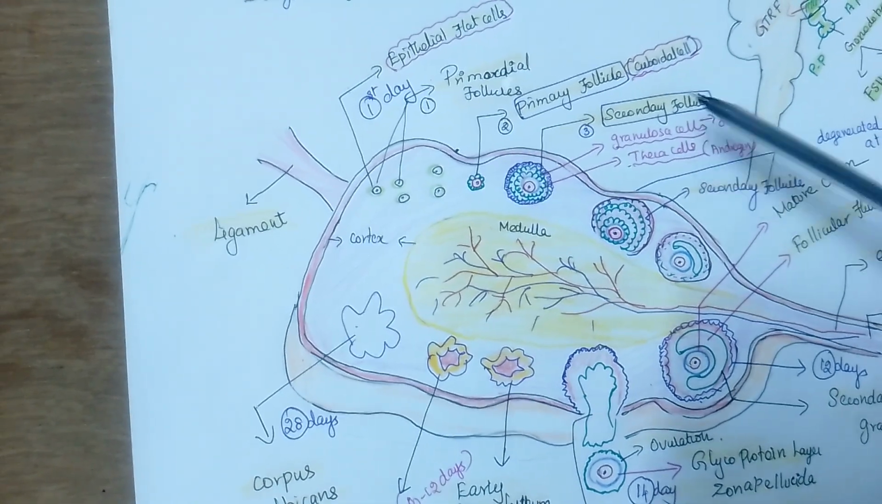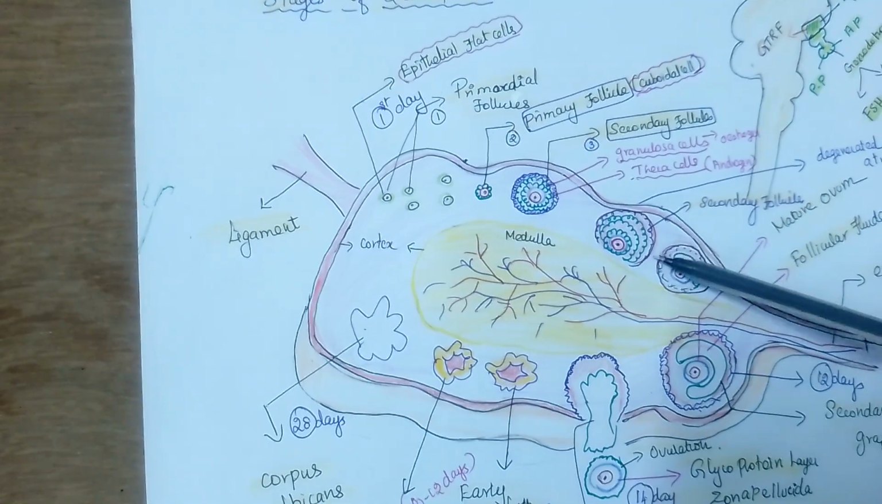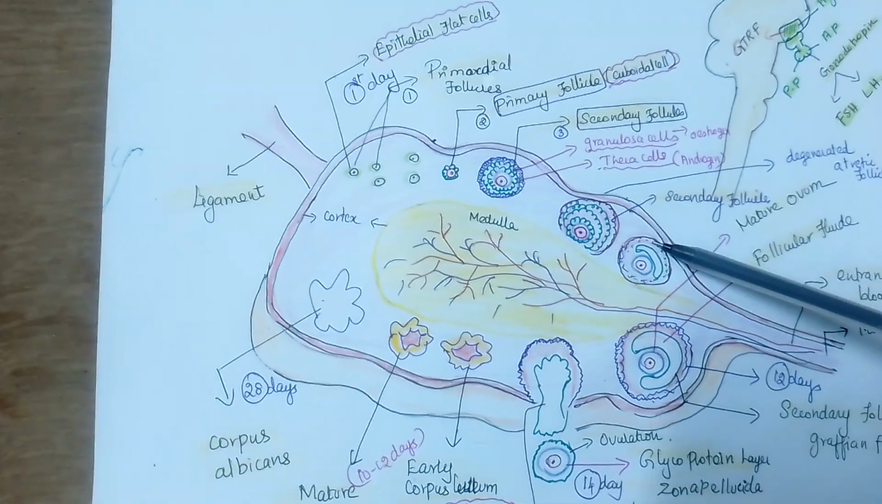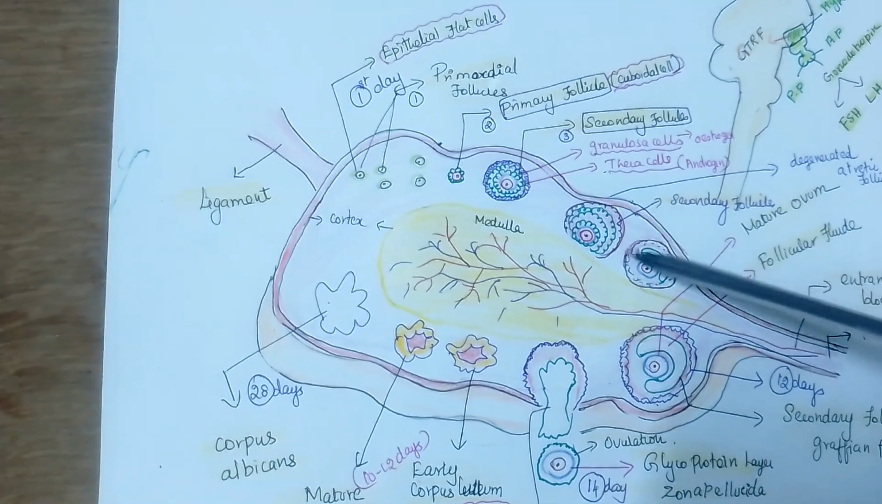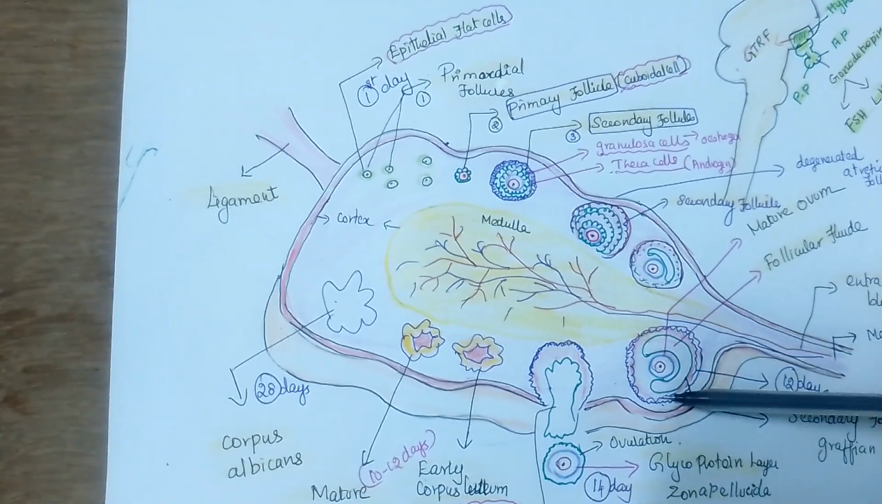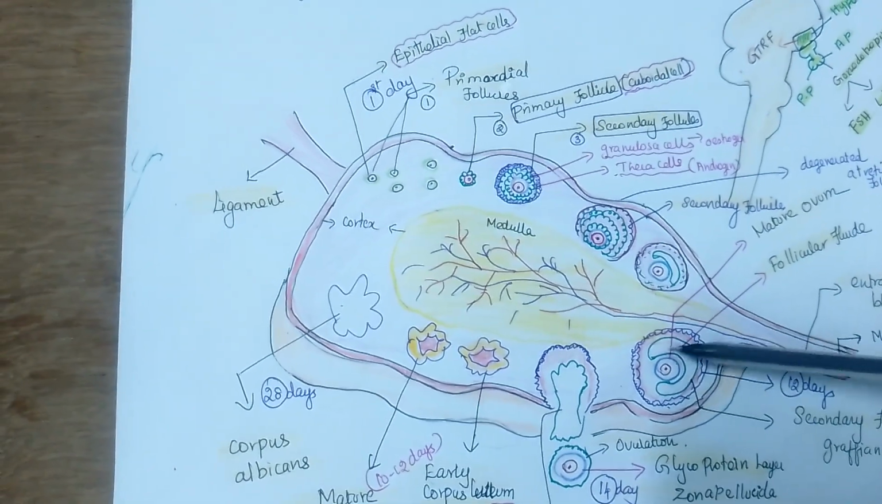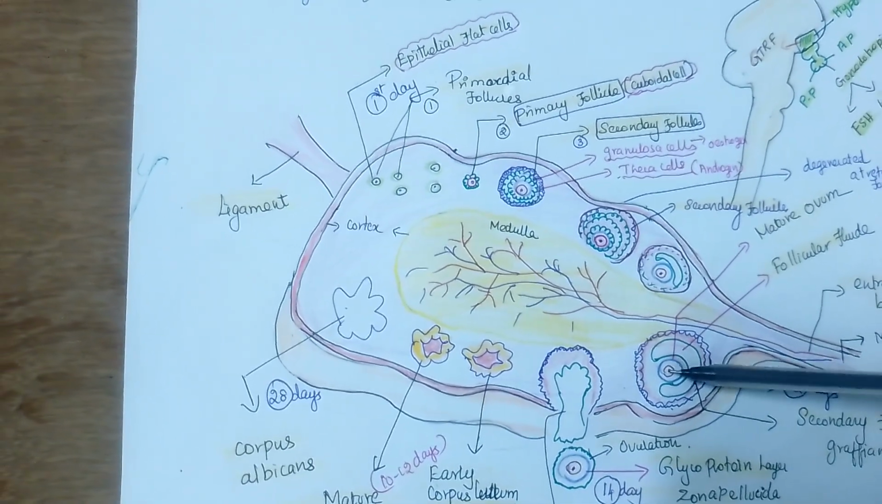Male sex hormones are converted by the granulosa cells to estrogen. These all will be helpful to form the secondary follicles. So the secondary follicles also will be converted to become the mature follicles. The mature follicle, the Graafian follicle, has a water-filled cavity present over here. Here the ovum will be present.